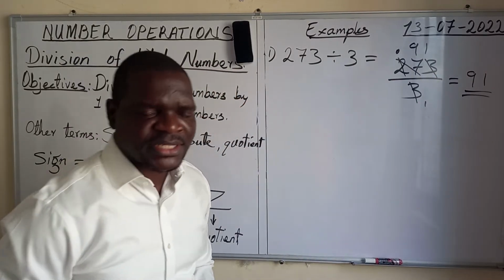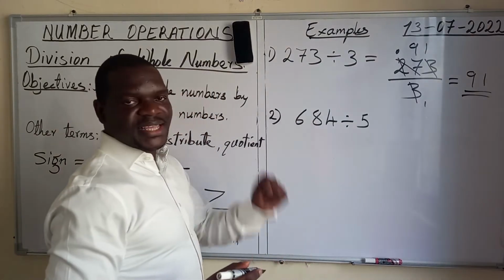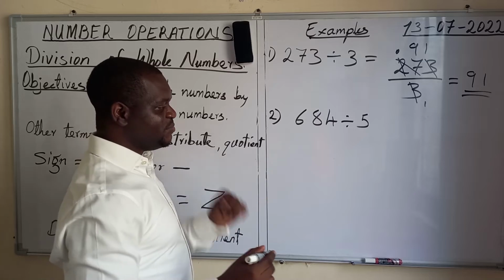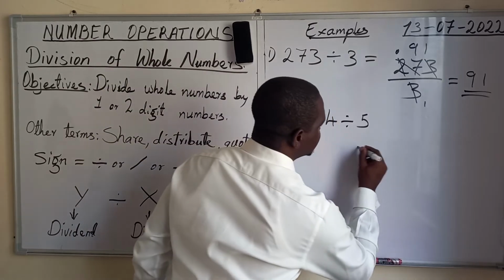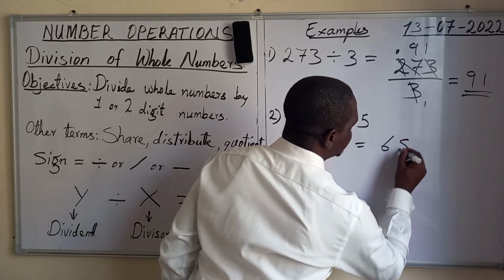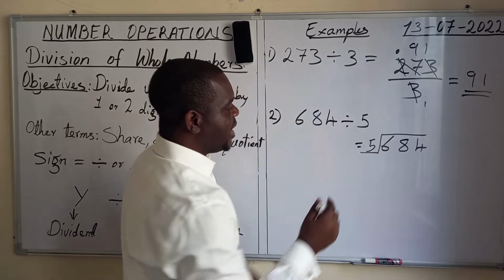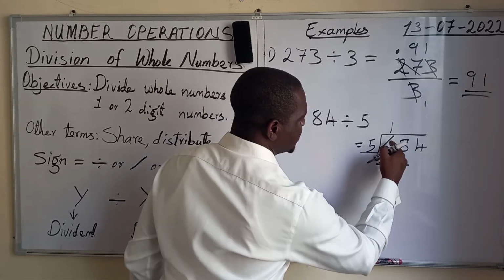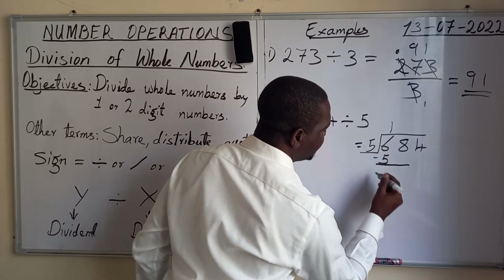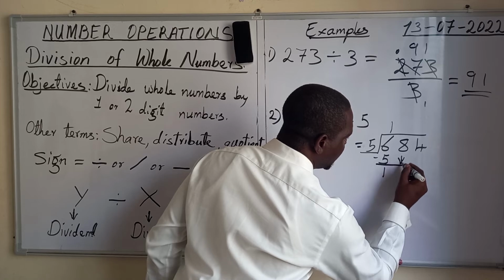Let's look at the second example. 684 divided by 5. In this case, we are going to use the long division method. You rewrite the number out this way. 684 divided by 5. 6 divided by 5 is 1. 1 times 5 is 5. 6 take away 5 is 1. And 1 cannot divide, so we are going to bring down 8.